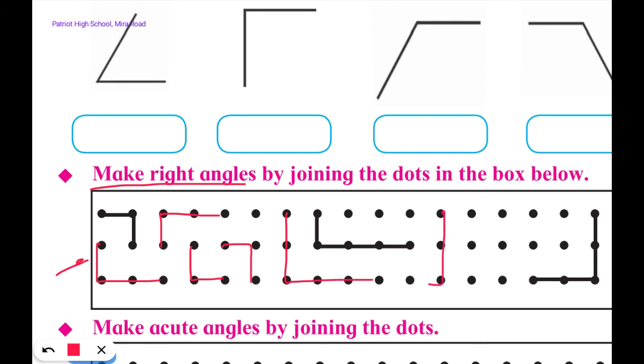This is a right angle. Here we can make another right angle. Here also we can make another right angle. This is a right angle. Right angle, right angle, right angle, right angle.